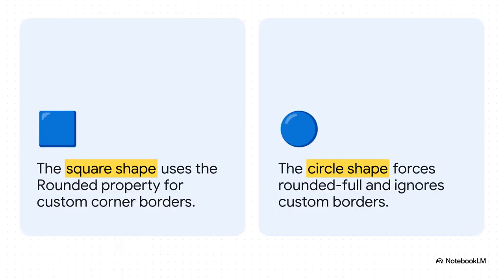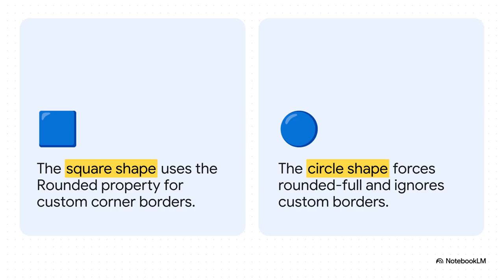Now, what's really interesting about this is how the code specifically handles the shape property. When the shape is set to square, the component pays close attention to a secondary property called rounded. This lets you apply specific custom corner borders, like, say, a medium radius or a large radius. But, and here's the kicker, when you set the shape to circle, the component executes a hard override. It forces the geometry to be a perfect, rounded full circle, and it completely ignores any custom border radius you might have tried to pass to it.